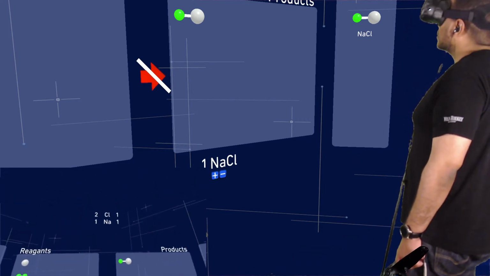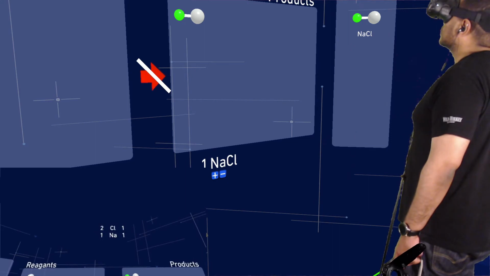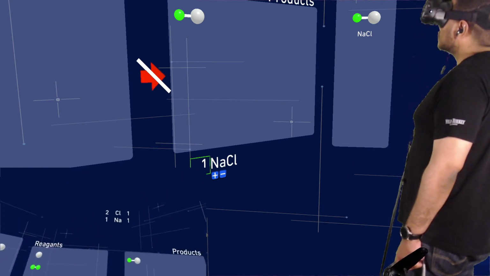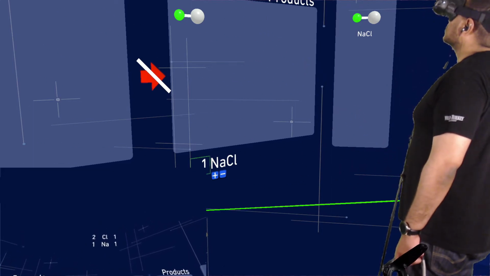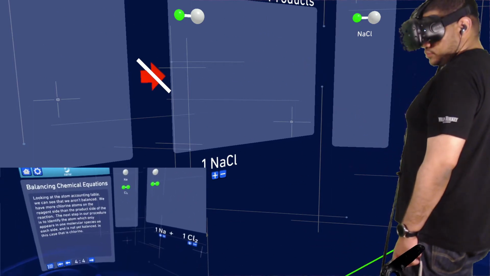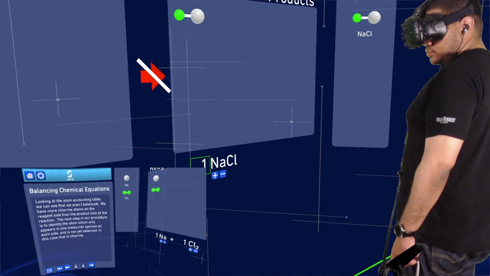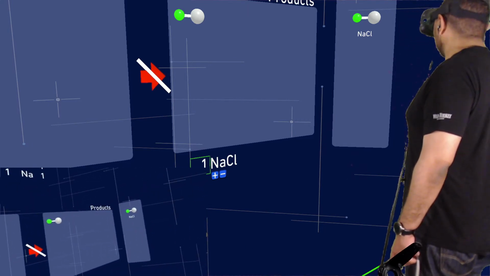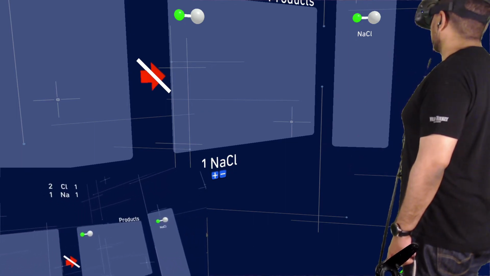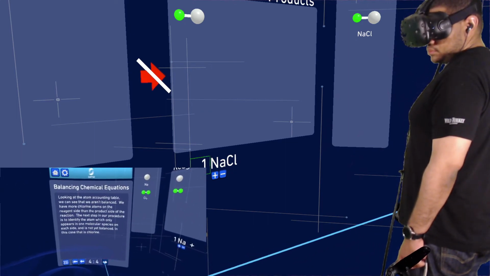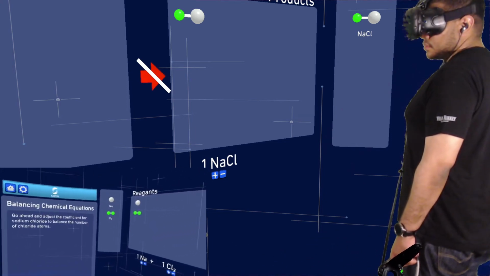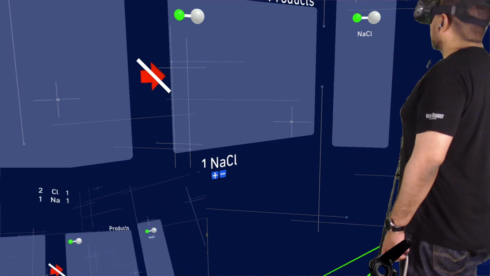Looking at the atom accounting table, we can see that we aren't balanced. We have more chlorine atoms on the reagent side than the product side of the reaction. The next step in our procedure is to identify the atom which only appears in one molecular species on each side and is not yet balanced. In this case, that is chlorine. Go ahead and adjust the coefficient for sodium chloride to balance the number of chloride atoms.